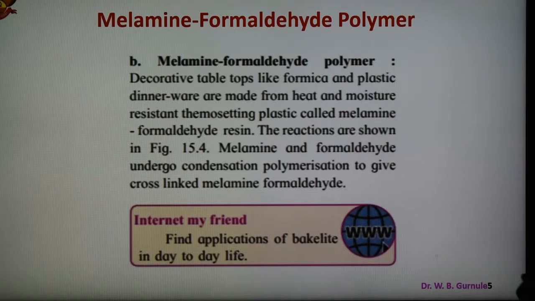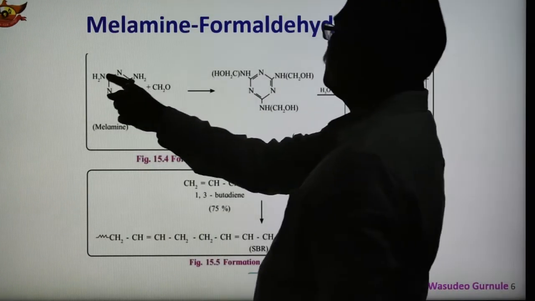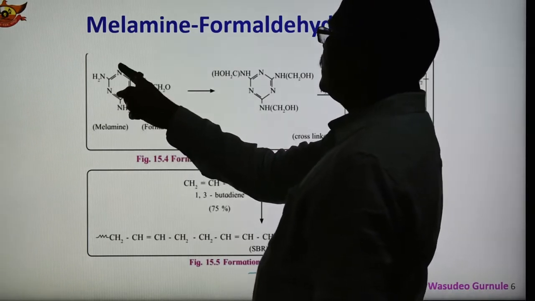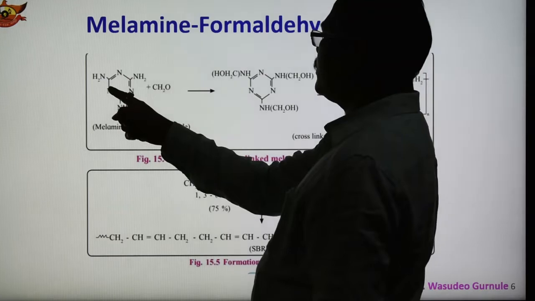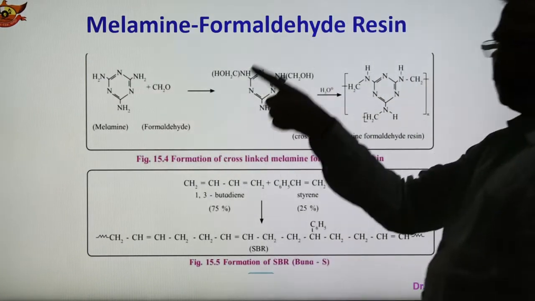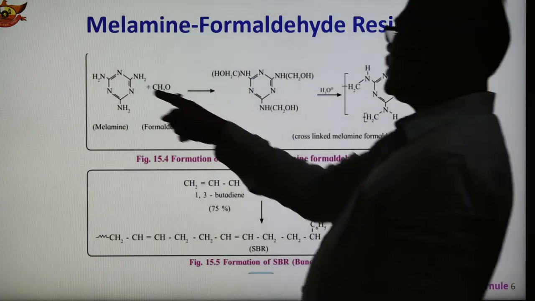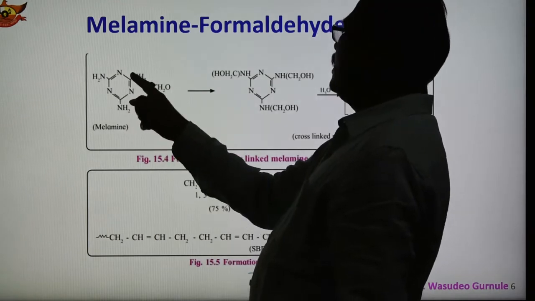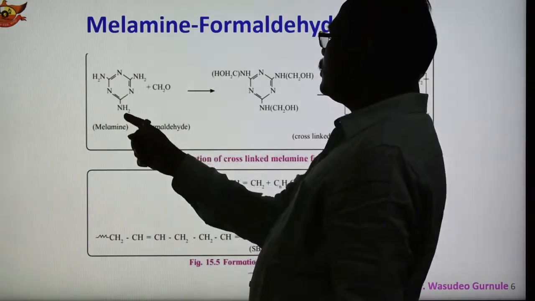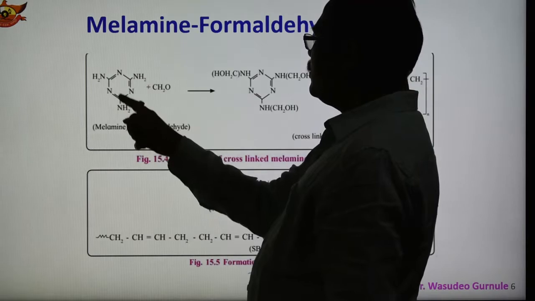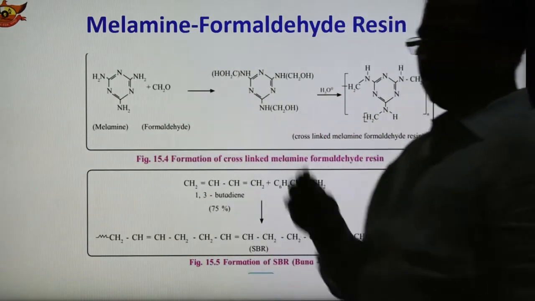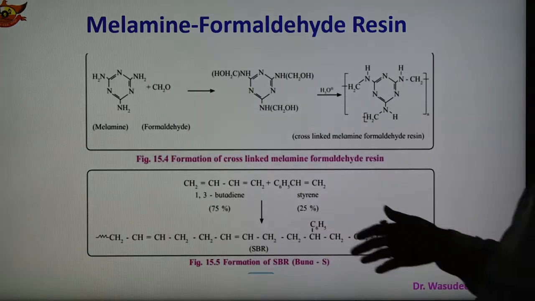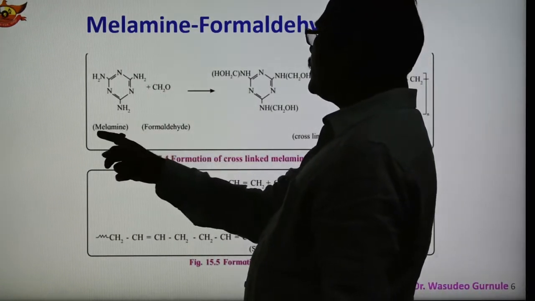The reaction is shown here. This is the melamine ring, a 6-membered ring with alternate nitrogen and carbon atoms, like benzene, with three amino groups. This is also known as 1,3,5-triazine. So this is the triazine ring, the 1,3,5-triazine ring, also known as melamine.